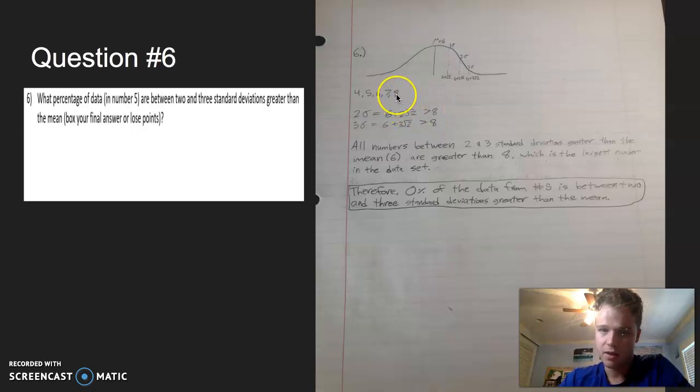and that's the largest number in the data set. And then also, if that's greater, the three standard deviations is also going to be greater than 8. So if the 2 and 3 standard deviations are both greater than the mean and greater than the largest number in the data set, that means that 0% of the data from the previous problem, number 5, is between 2 and 3 standard deviations greater than the mean.